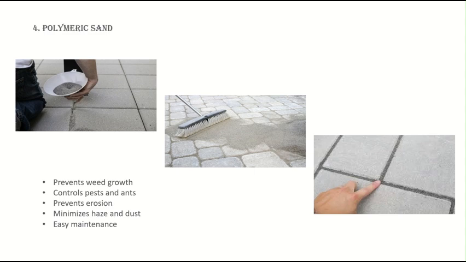The next thing is it prevents erosion. If the pavers are fixed, they are not going to move, so there's no erosion. If they move over time, they will create a lot of space between the pavers themselves, and that's going to be a problem. There will be a lot of erosion, water seepage, and water is going to collect in the holes, and that's not good news. The next thing is it minimizes haze and dust. Since it is fixed, there's no dust coming out of the patio, and there's no dust over it as well, right?